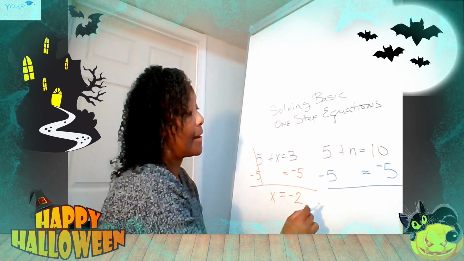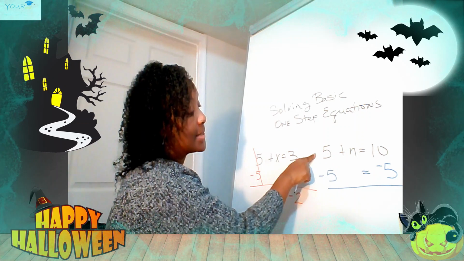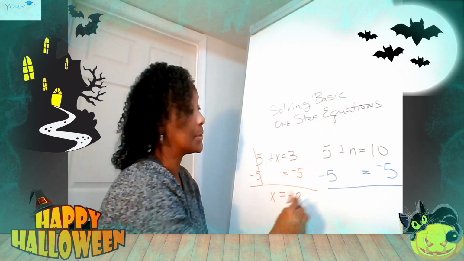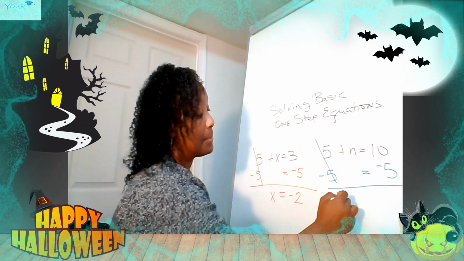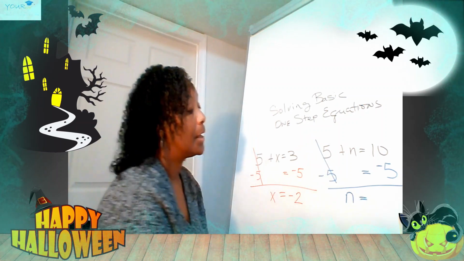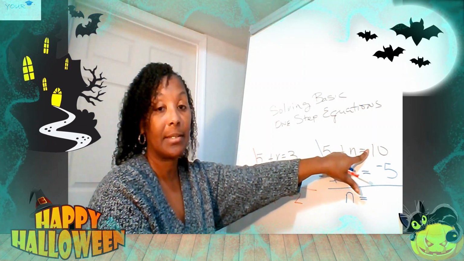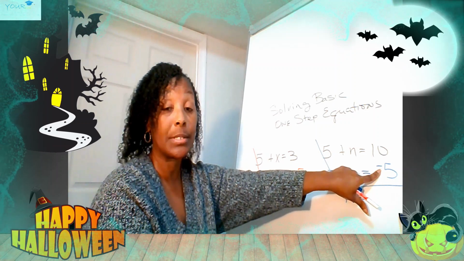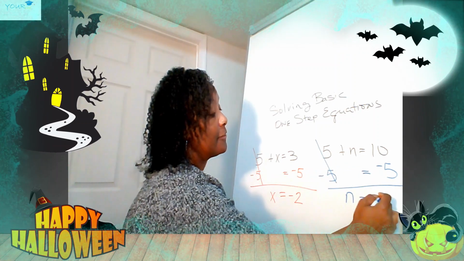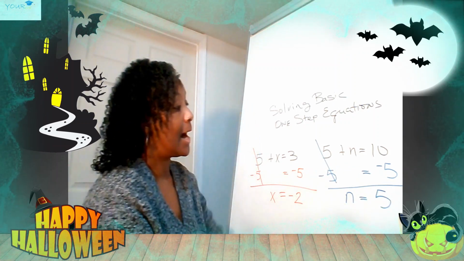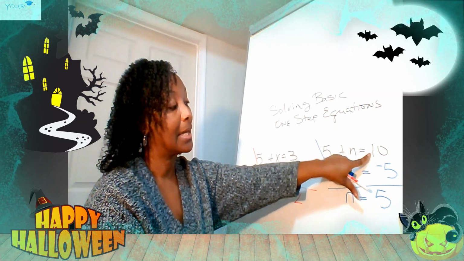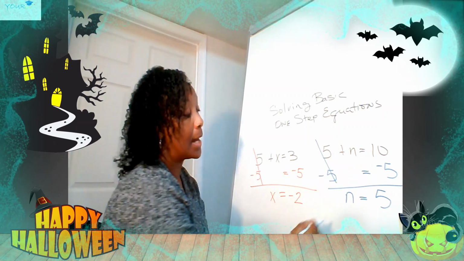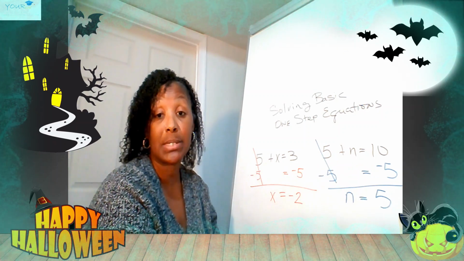So now I have a positive 5, a negative 5. I can cancel these two out, eliminate them, and I'm left with n equals, well, here I have a positive 10, a negative 5. I have a positive and a negative, so I'm going to subtract, which will give me a 5. I have a positive 10 and a negative 5. My positive 10 is greater than my 5. And so I'm going to end up with n equals 5.